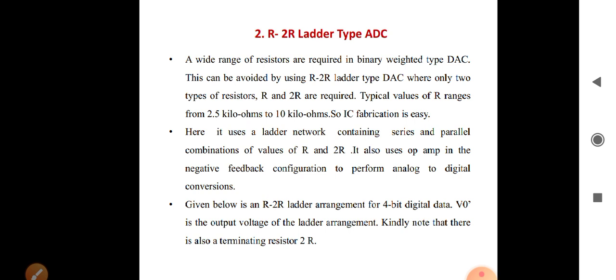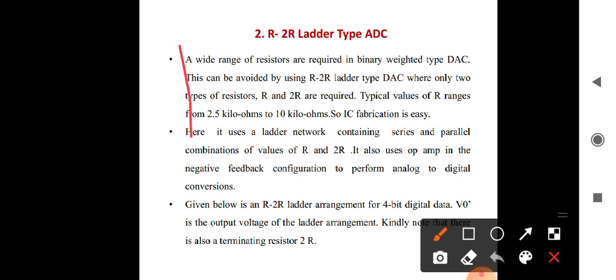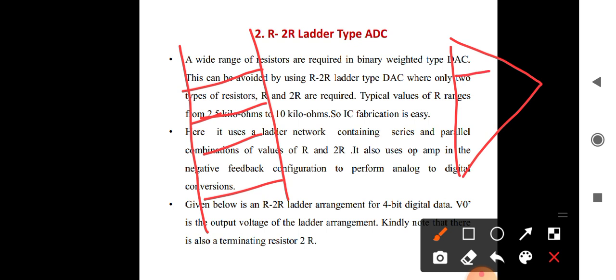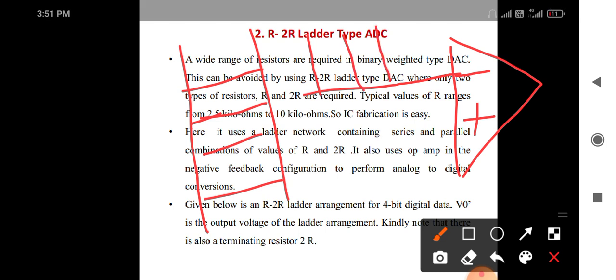This can be avoided by using R to 2R ladder type DAC, where only two types of resistors R and 2R are required. So here it uses a ladder network containing series and parallel combination of values of R and 2R. Why it is called a ladder? Ladder means like this. So this we call as the ladder. So here we are connecting this ladder to the inverting end.